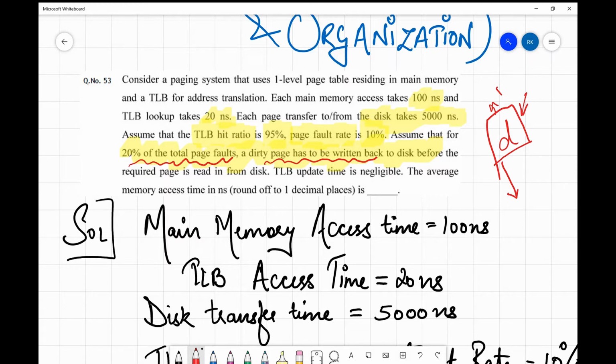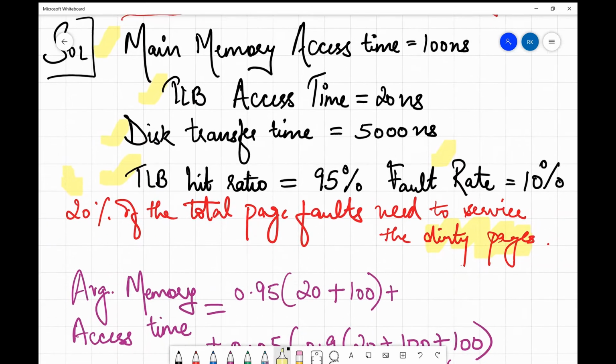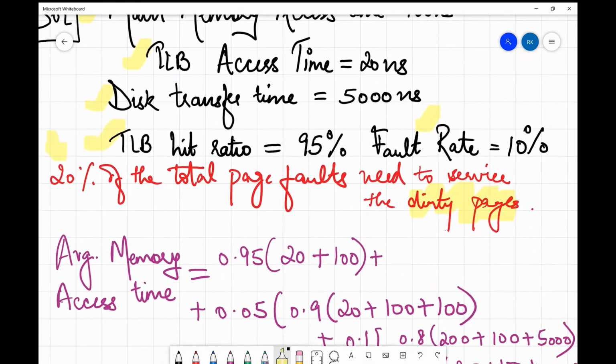Then they have said that the TLB update time is negligible and we need to find the average memory access time. So this is my method of how I solve such a numerical. I first of all jot down all the given things in this manner. I have written here the main memory access time, TLB access time, disk transfer time, TLB hit ratio, fault rate, and finally the 20% condition at the end for dirty page services. So now finally the average access time.